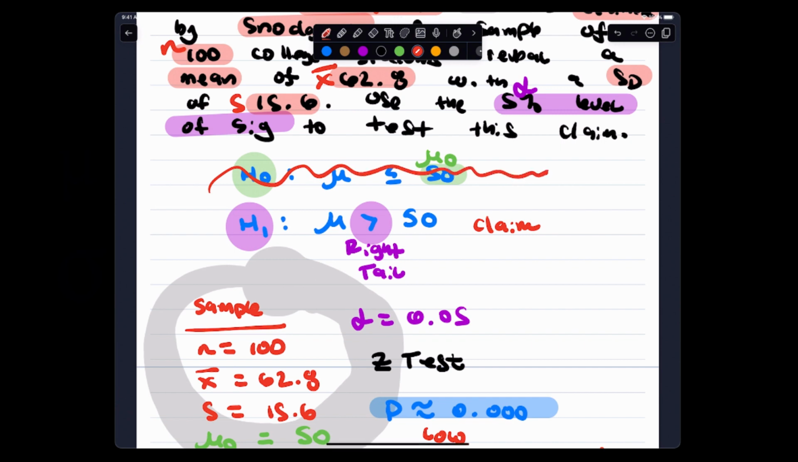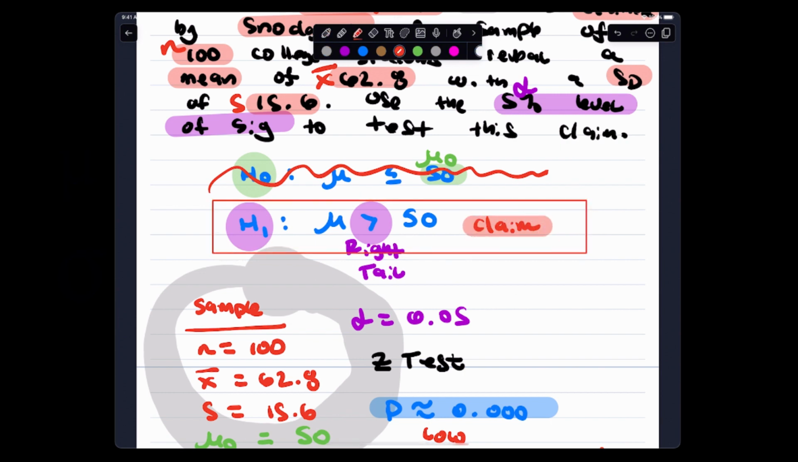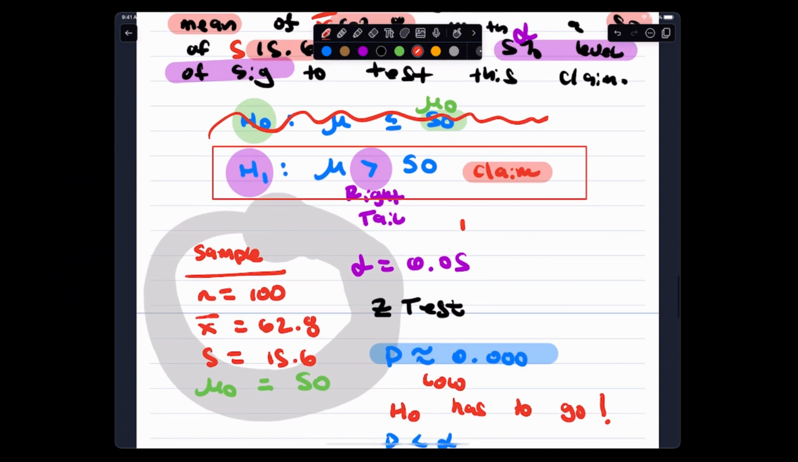You're gone. If the null is gone, what's the story with the alternate? You're hugging that alternate. And the alternate happens to be the what? The claim. Are you guys hugging the claim? So what does that mean? The sample what? Supports the what? Claim. All right.